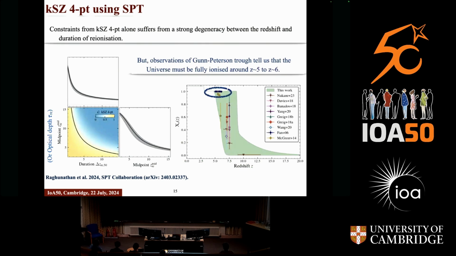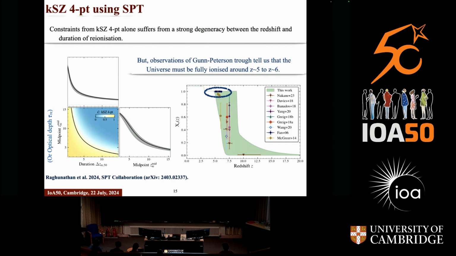For example, this is the upper limit on 2 parameters for reionization. The vertical axis is the midpoint, so it's the time when the universe was 50% reionized. On the horizontal axis is the duration of this whole reionization process. As you can see, this is the constraint from KSZ 4-point alone. And we actually do not have a very strong constraint because these two parameters are very degenerate when we just take the 4-point information.